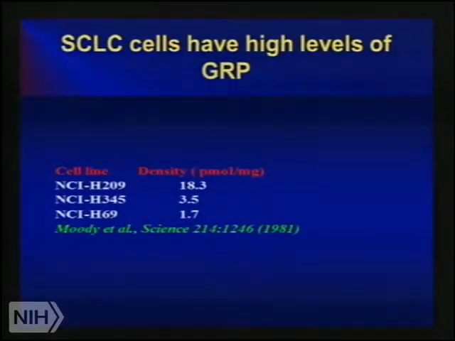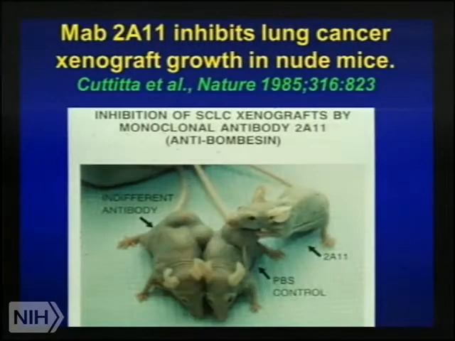And then in 1980, 81, we found that high concentrations of Bombesin-like peptides were present in small cell lung cancer cells. And so initially, we made a monoclonal antibody to neutralize the growth factor. The monoclonal antibody was called 2A11. So you see in mice that are untreated, as well as treated with control antibodies, you get large xenografts, and the xenografts are very small if the animals are treated with 2A11.